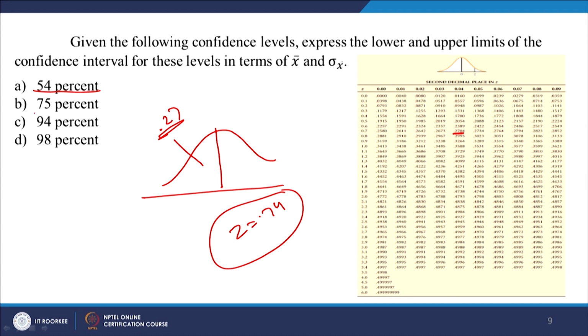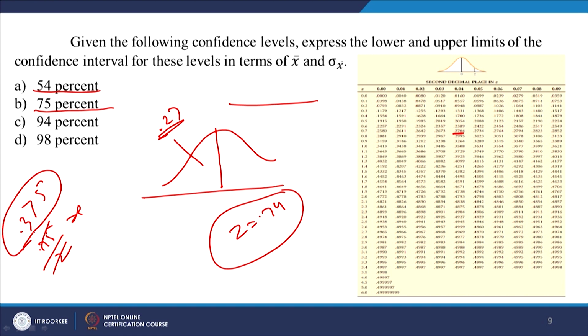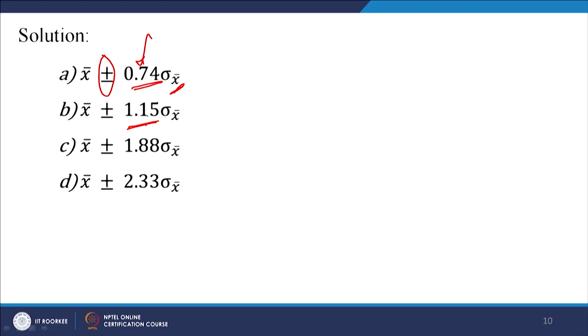And the next one is 75%. How to find these probabilities? Half of this 75% is just 0.75 divided by 2. So this is approximately 0.375. Where is 0.375? It is 0.3536, somewhere here, 0.375, 0.374, somewhere here. So this is 1.14 or 1.15. So this is exactly 1.15.